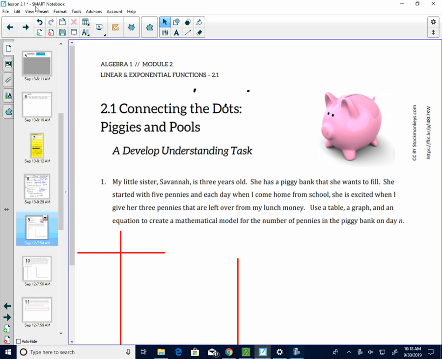All right, here we go. Let's look at lesson 2.1, connecting the dots. I'm going to do a couple of these problems that you should have in your notes.